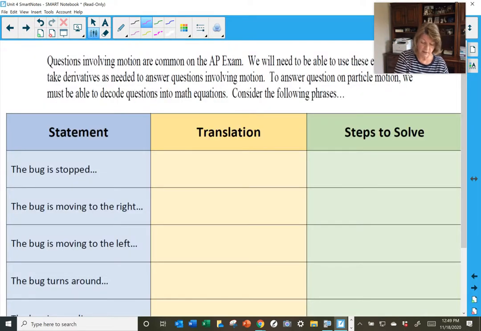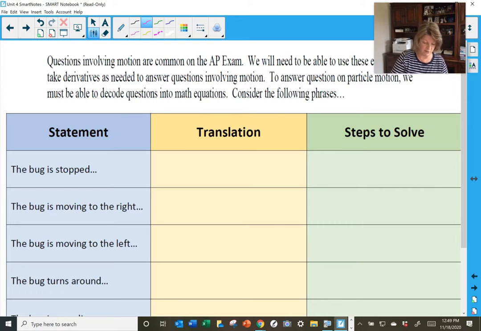Questions involving motion are common on the AP exam. We'll be able to use these equations and take derivatives as needed to answer questions involving motion. To answer questions on particle motion, we must be able to decode the questions into math equations. So consider the following.